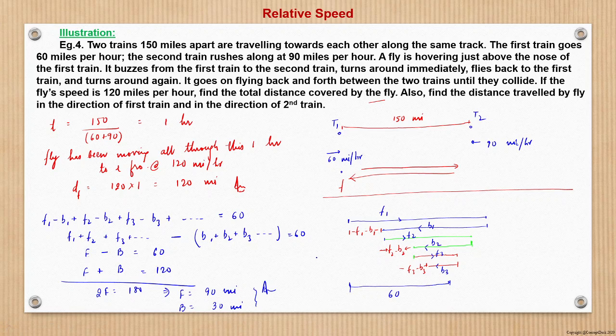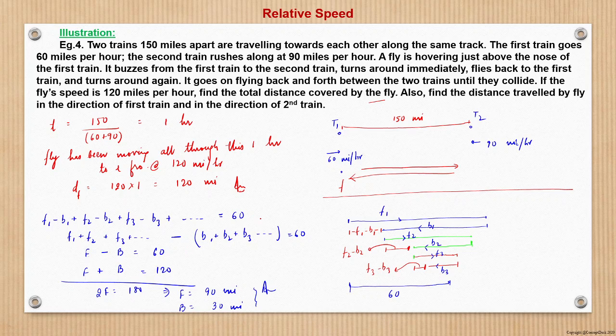I will draw this picture a bit more clearly. Now let this distance be F2 minus B2, and this gap be F3 minus B3. Similarly, the gaps keep on adding. So the net gap F1 minus B1, F2 minus B2, F3 minus B3 becomes net forward minus net backward movement, and that becomes 60.